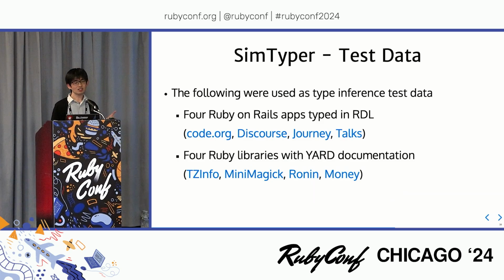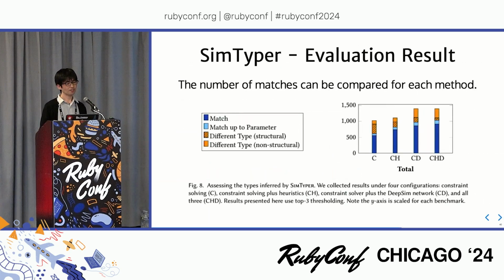To evaluate this, we need test data with the expected types. The study used 4 Rails applications with types described in RDL and 4 Ruby libraries with extensive YARD documentation. A graph of the evaluation results is shown here. This graph shows the results of the 4 approaches side by side. The blue area is the number of matches, and the light blue area is the number of matches up to parameter. We can determine that the approaches which have a large blue area performed better. Such metrics would be useful for quantitative comparisons.